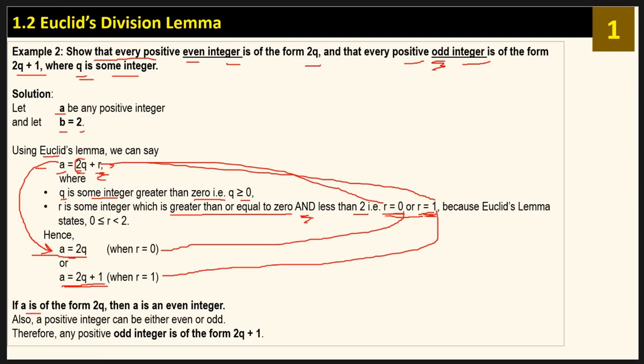So if a is of the form 2q, then a is an even integer, because any even integer is divisible by 2 and this is divisible by 2. Similarly, we can say a positive integer can be either even or odd, so any positive odd integer is of the form 2q plus 1. So we have solved this example as well.